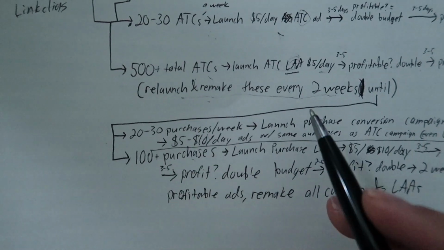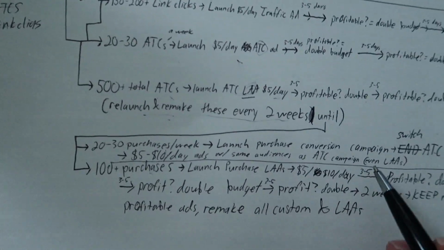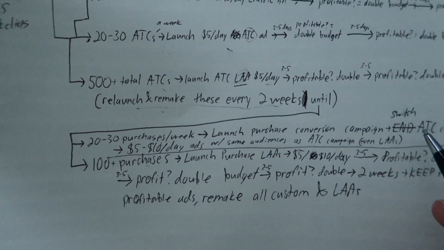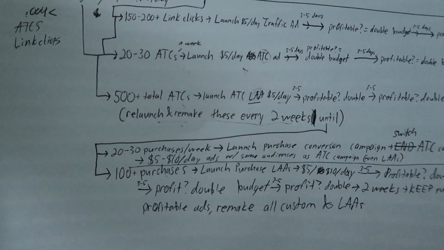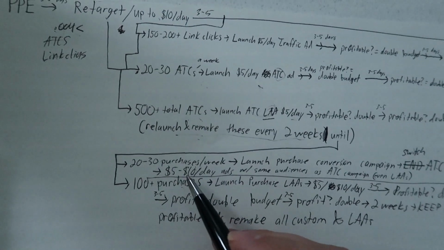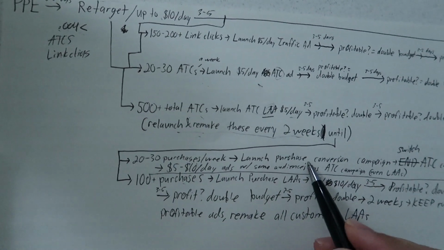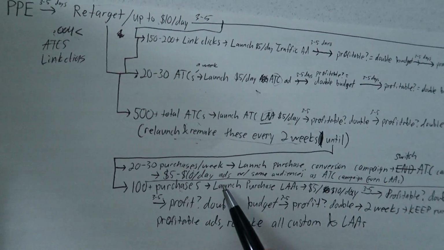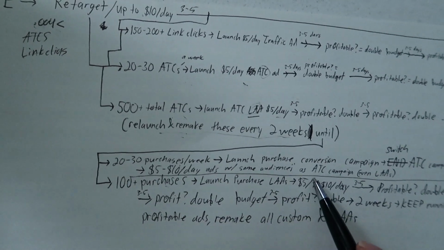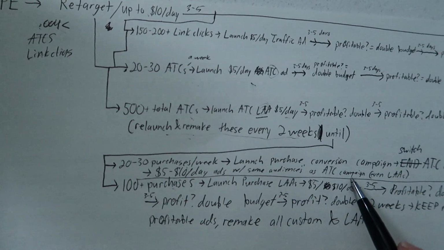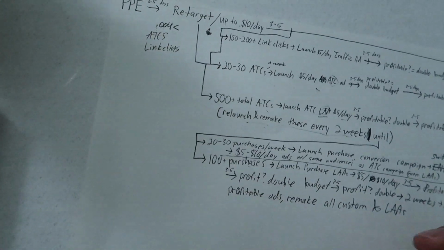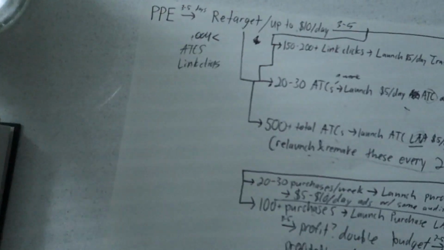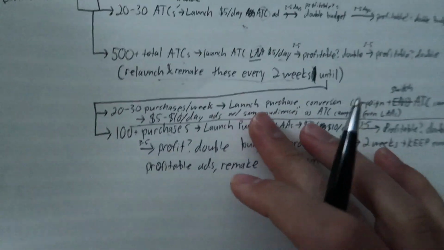So once you get that 20, 30 purchases a week, you're going to launch that purchase conversion campaign, and then you're going to switch all the ATCs to the purchase, like I said. With those new purchase ad sets that you're putting out, you're going to do $5 to $10 a day now, with the same audiences from the add to cart campaign, like I was just mentioning before. And then maybe you want to try a few other things. That's all on you. You should definitely try as much as possible for what you're working with.